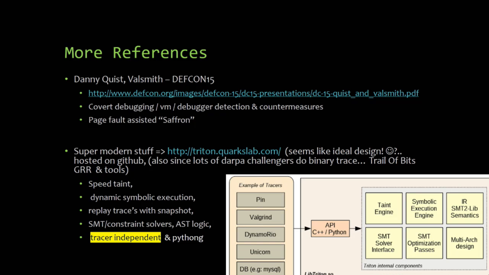Back in DEF CON 15, here's a paper where they're talking about covert debugging. Well, in a sense, this EhTrace stuff is sort of like an in-proc debugger. So all of our debugging happens in-proc, in the same address space as what you're looking at.